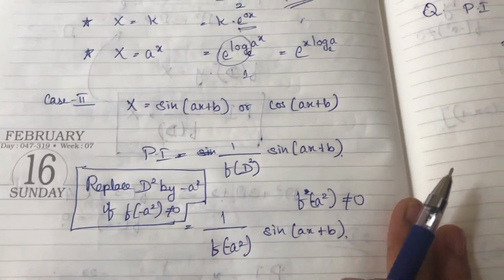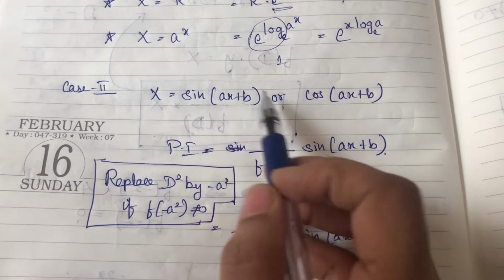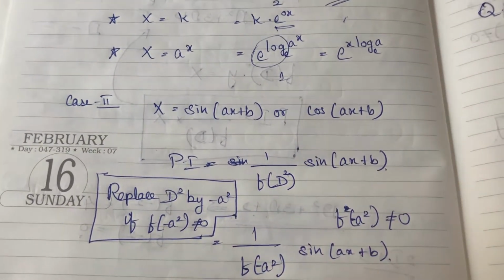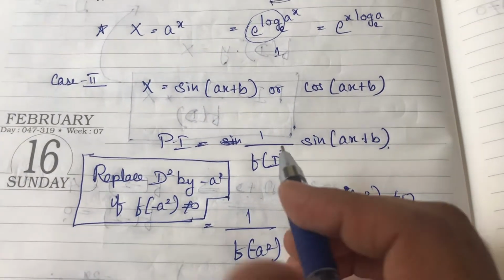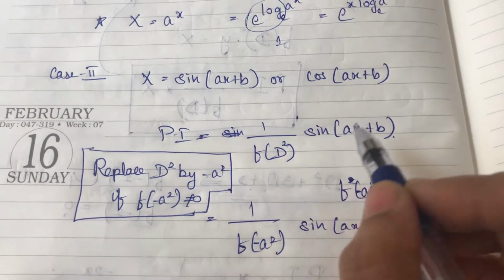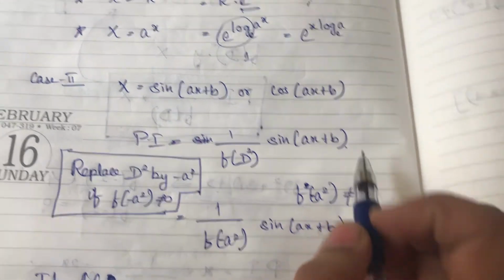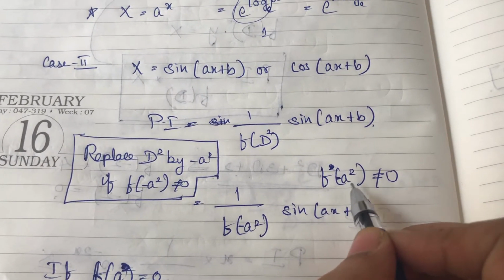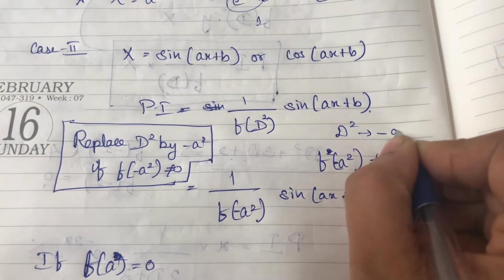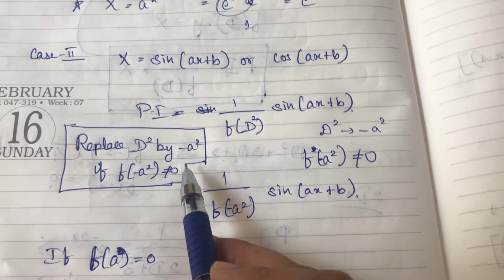And the case 2. Case 2 is what? Sine or cos. If this is sine which has the form ax plus b, how can we find the particular integral? Like the same thing, 1 by f of d square, into sine or cos. So I need to substitute minus a square in terms of d square. Okay, so replace d square by minus a square.